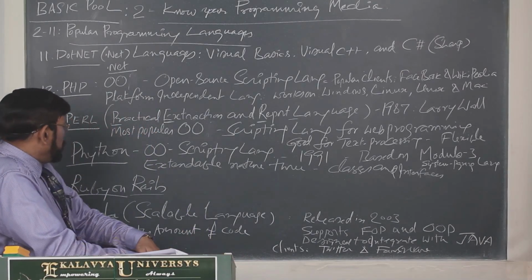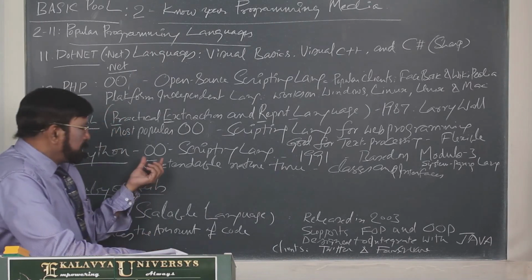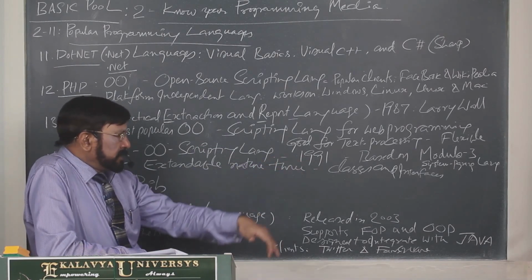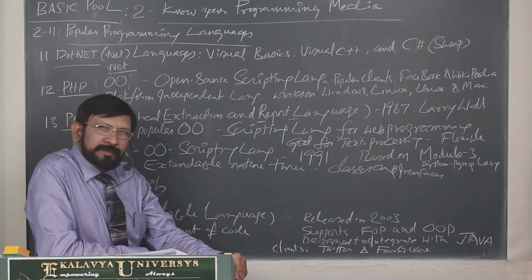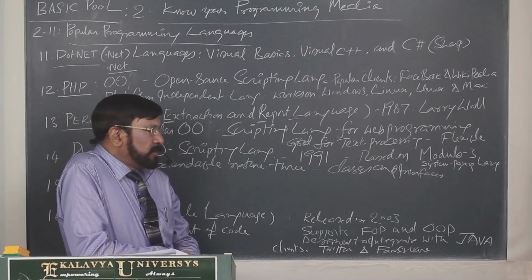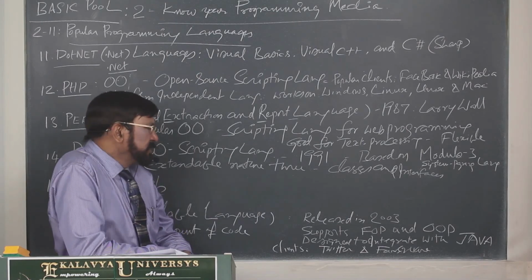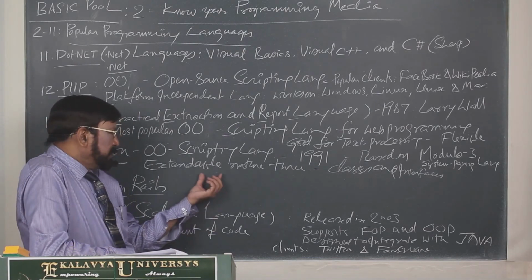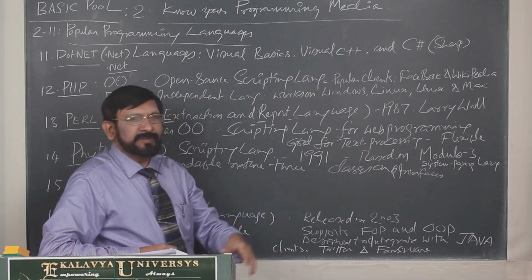Next, the 14th, Python. This Python language is an object-oriented scripting language. It was developed and released in 1991, and this was developed based on Modula-3. Modula is a system-oriented language, a system programming language, and based on that it is developed. And this language is extendable, having an extendable nature using classes and interfaces.